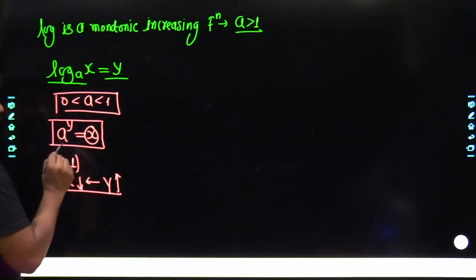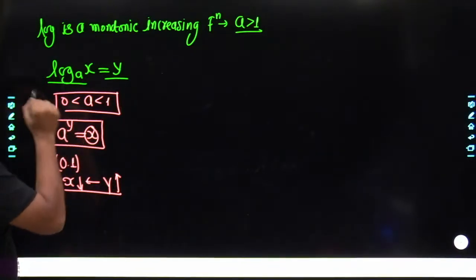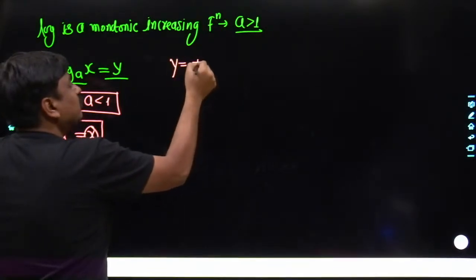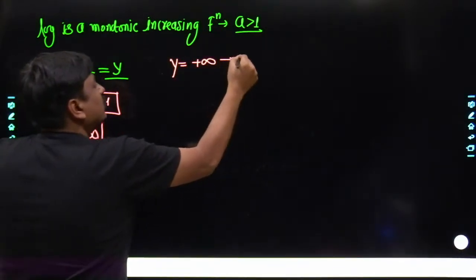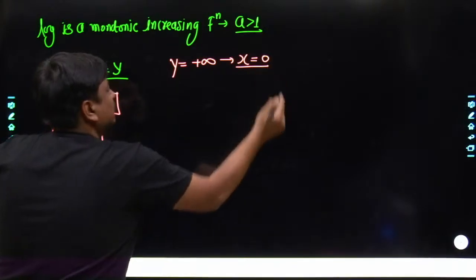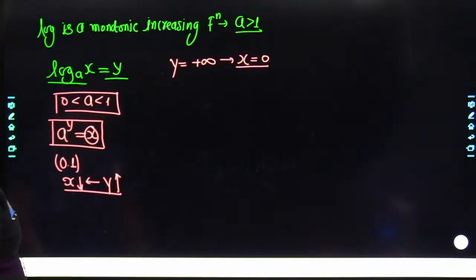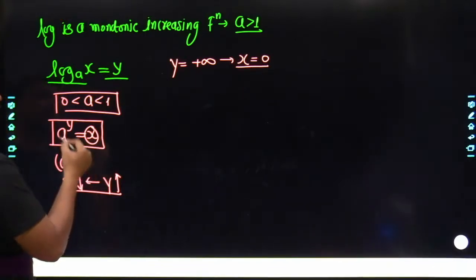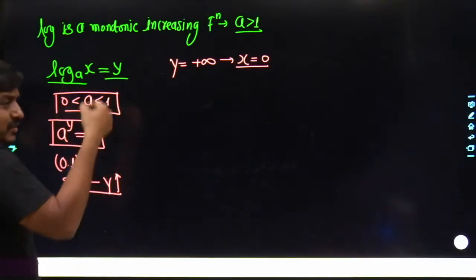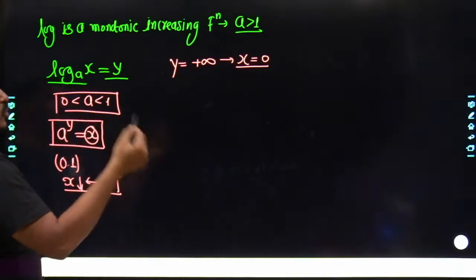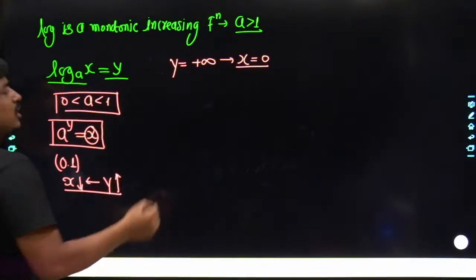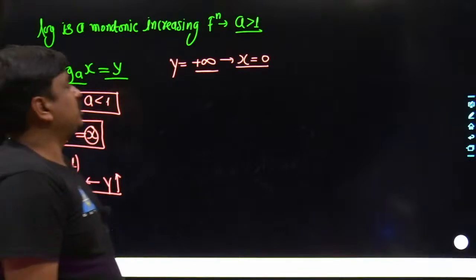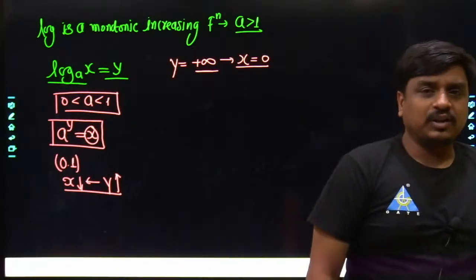If you have taken y equals plus infinity, may I know what would be the value of x? The x would be precisely 0. Why? Because a is 0.1, or a number between 0 and 1, and if it keeps multiplying, like 0.1 into 0.1 into 0.1 into 0.1, obviously at the end of the day the power would be reaching plus infinity, and put together it would become 0.